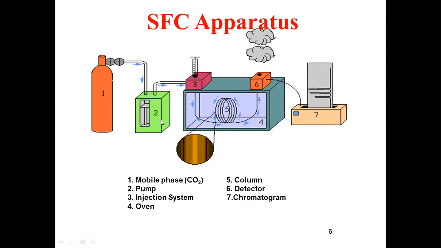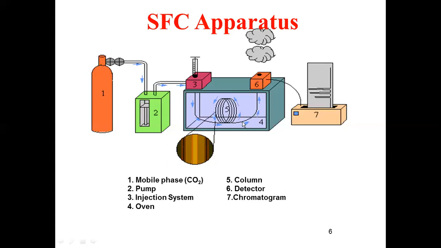Pump is used to adjust the pressure because pressure adjustment is very, very important here. And the sample is introduced from the injection system. This is going to be the head of the chromatographic column. The injection port and the column are placed in the oven. The oven contains the column with the packing material, and this packing material is going to function effectively during the separation process.